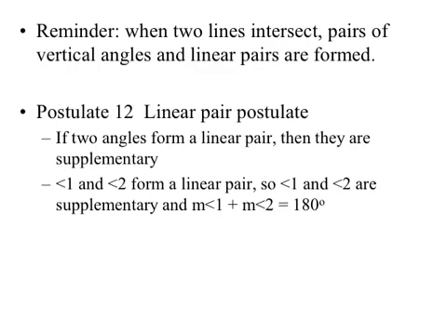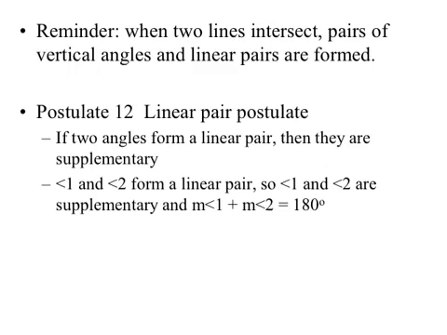Okay, let's finish up section 2.7. Our first reminder is when two lines intersect, pairs of vertical angles and linear pairs are formed. That gives us another postulate. Postulate 12, the linear pair postulate. If two angles form a linear pair, then they are supplementary.